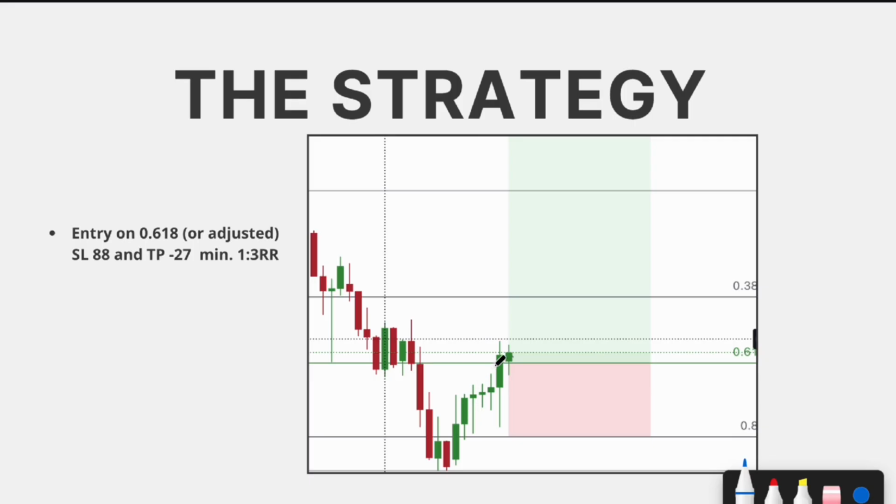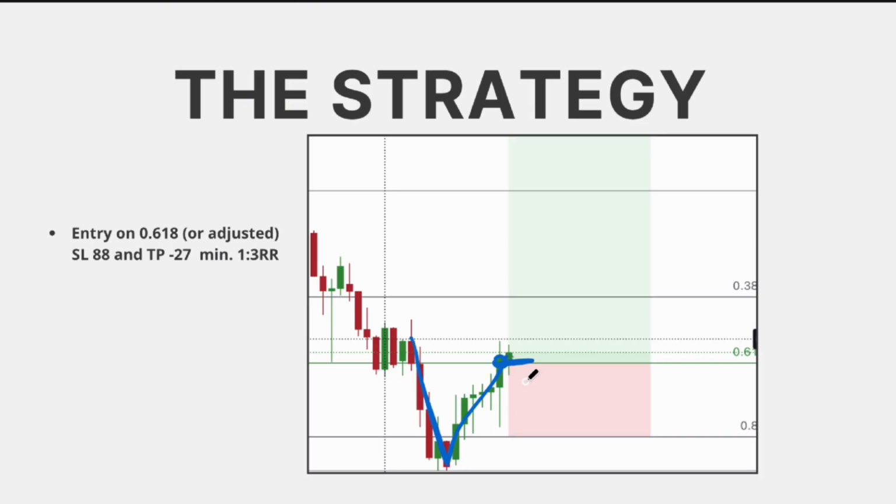As you can see right here, we have the break and close of the 61 level on the fib. Now you're going to put your entry on the 61 level. Your stop loss goes on the 88 and your take profit goes on the negative 27 on the fib. Your take profit always goes on the negative 27, and the only things that you're able to adjust are your entry and your stop loss. So in this case, you see price came down here, and now it has pushed to break above this 61 level.